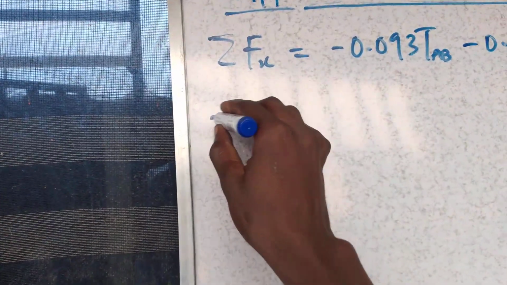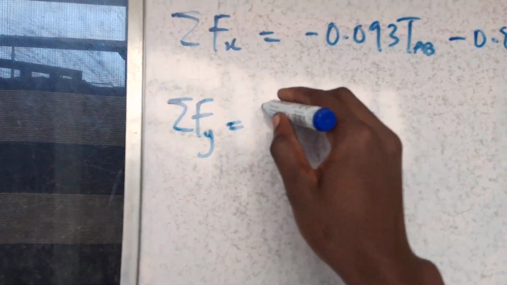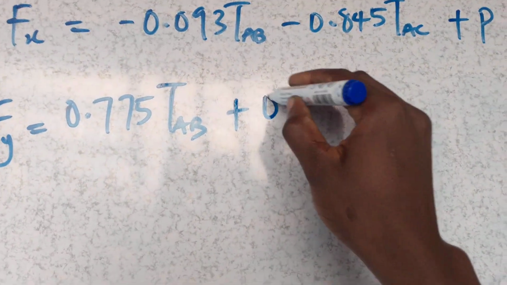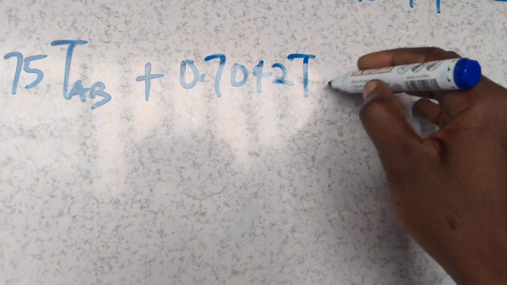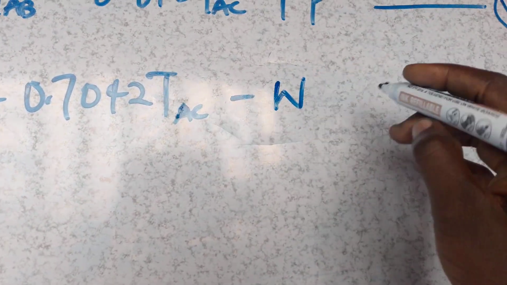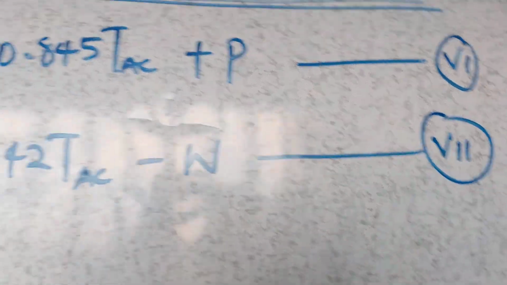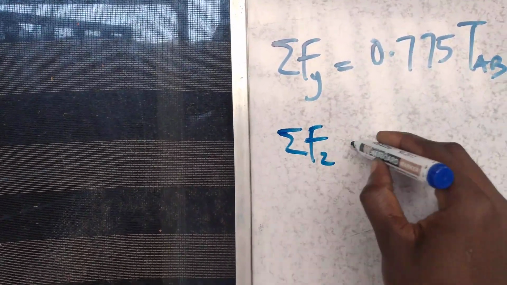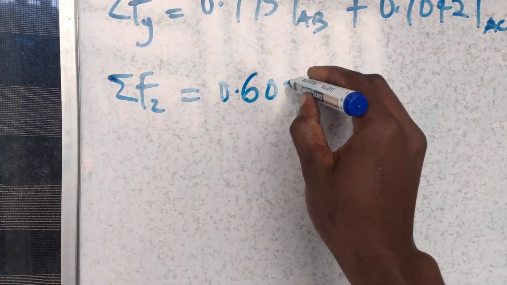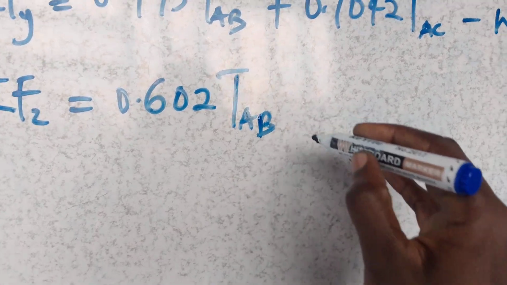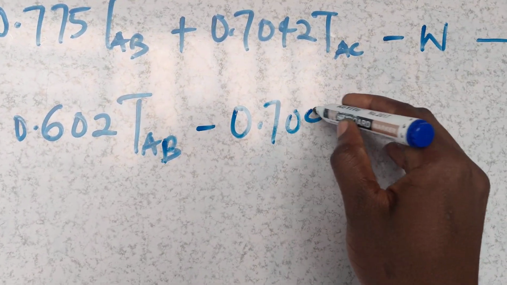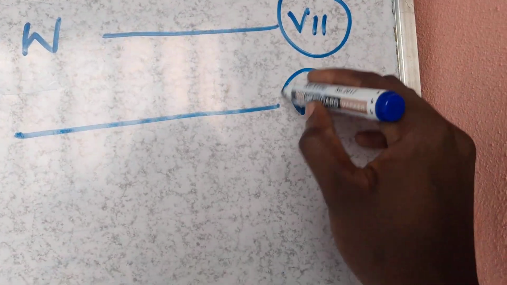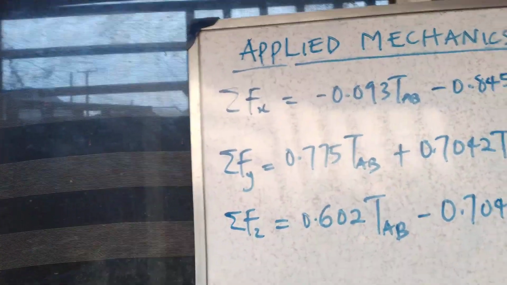Then I'll look for sigma fy. Sigma fy will be equal to 0.775 TAB plus 0.7042 TAC minus W, which I can call equation 7. Then sigma fz will be equal to 0.602 TAB minus 0.7042 TAC, which I can call equation 8. So that is sigma fx, sigma fy, sigma fz.